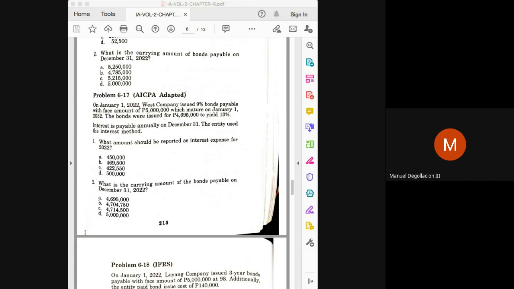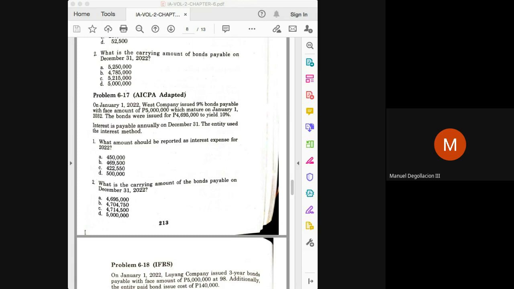Again, the formula is the face amount minus the remaining discount or the unamortized discount of 274,500. Alternative solution, previous carrying amount plus the amortization of the discount. Since this is the first year, our previous carrying amount will just be our initial carrying amount of 4,695,000, and then you add the amortization this year of 30,500, you will still get 4,725,500.